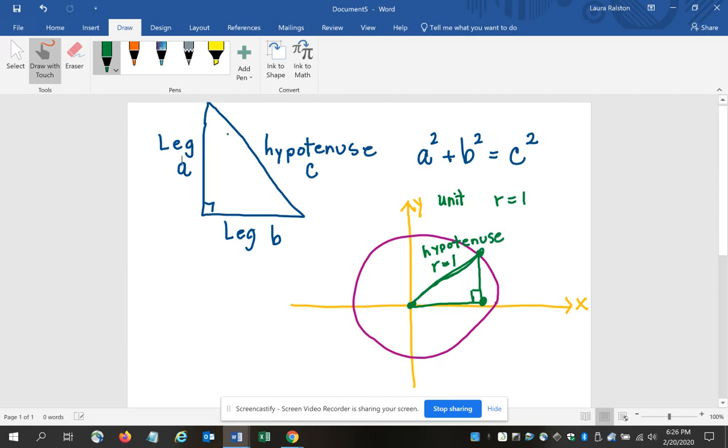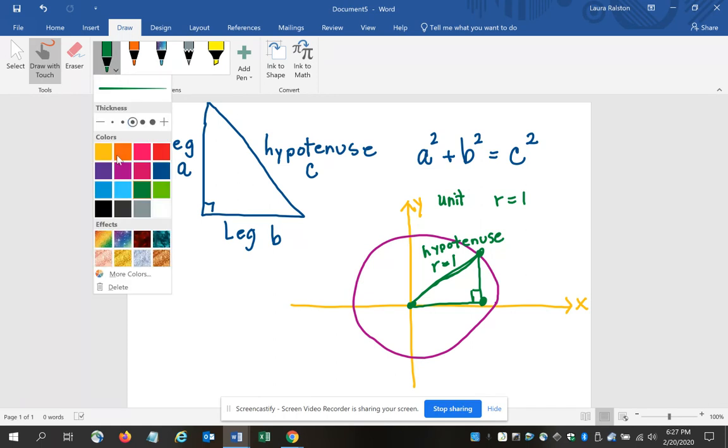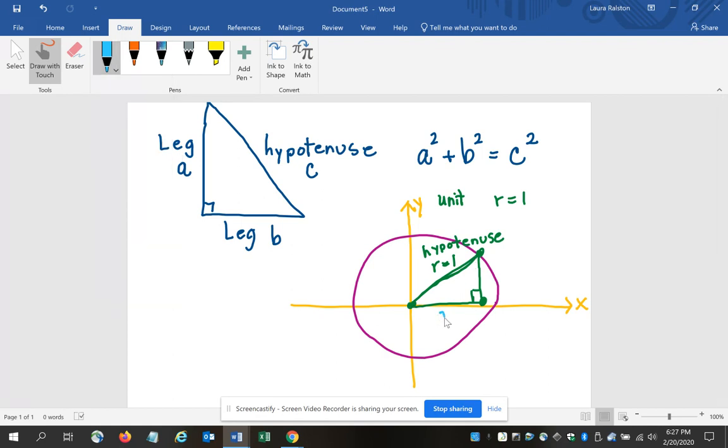And then you have the two straight sides, which would be our legs. Normally, again, we would call those A and B. But when we're thinking about it in terms of the coordinate grid, the horizontal is our x and the vertical is the y. So if we use the Pythagorean theorem on that circle, that gives us the equation of the circle, x squared plus y squared equals 1.